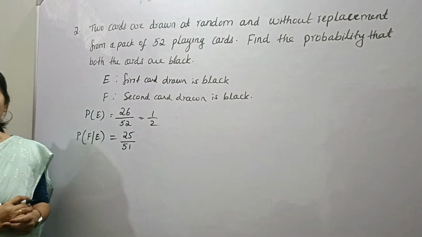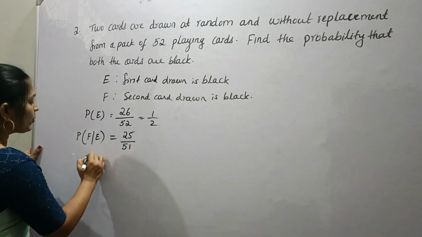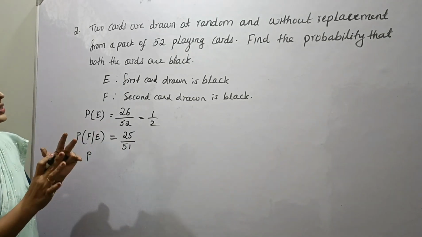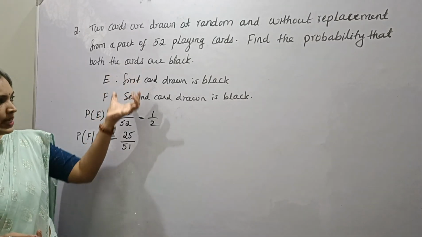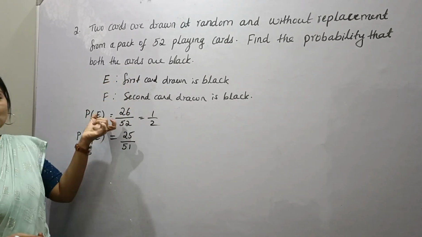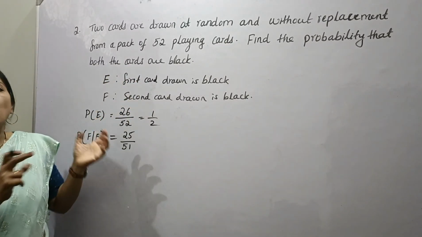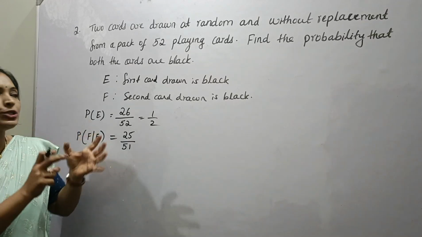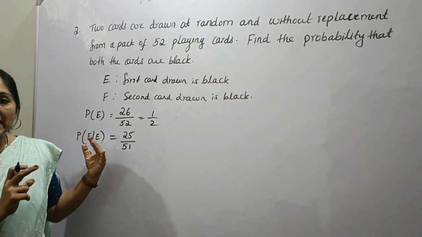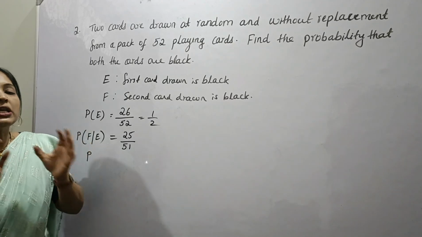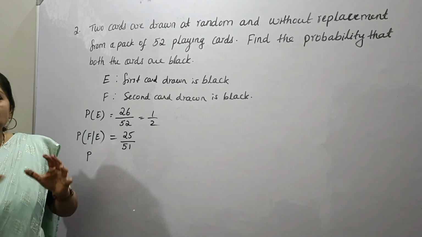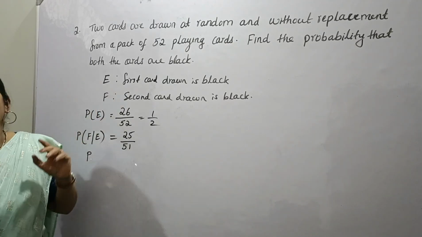51. Okay. Now what is the formula? See, we have to find the probability that both the cards are black. Means both these cards. Okay. Probability of these two events occurring together. That is probability of E and F. That is nothing but probability of E intersection F. This E intersection F indicates the event that both E and F have occurred.